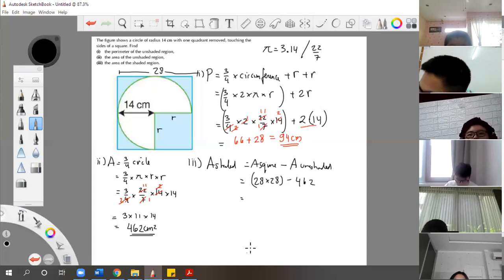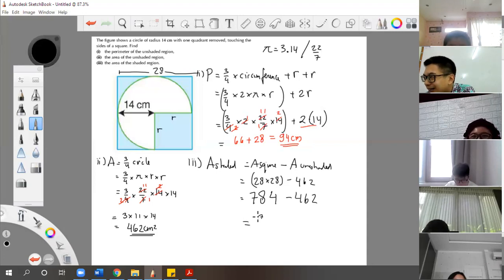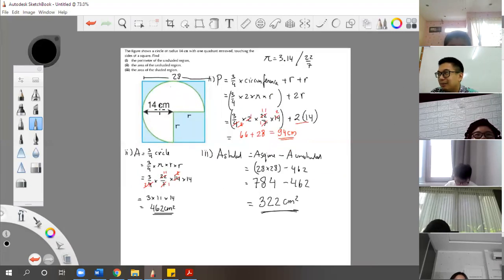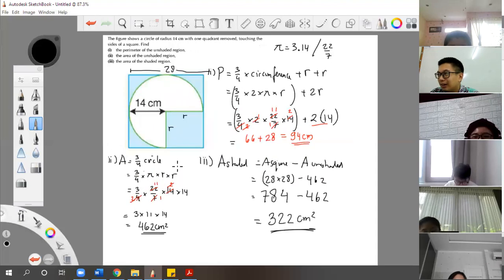784. Sorry, can you speak louder? 784. Okay, thank you. Minus 462. Oh, enak nih hitungnya. 322. Done. That's for the unshaded region. Sorry, the shaded region, the blue color. Lu nggak usah hitung satu-satu kan, ini square ini tambah yang ini.